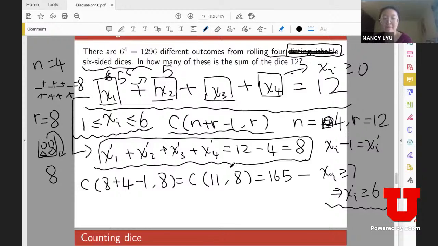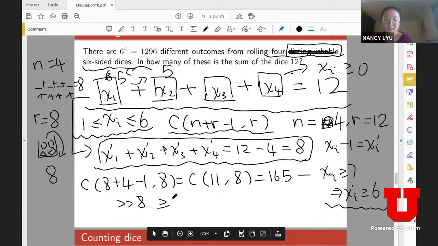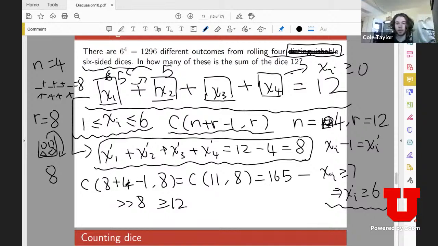Otherwise, you will get a solution that is way larger than 8, probably greater or equal to 12 something. Because you can only have one x prime greater or equal to 6 in order to make your sum equal to 8. None of them can be 6, right? They have to be 5 or less for the sum to be 8 in this case.